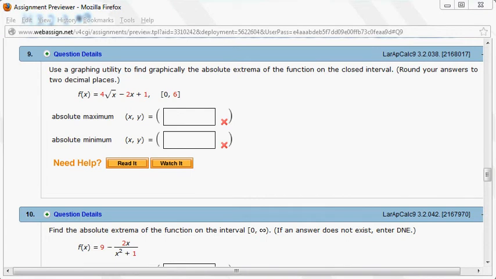Alright, let's look at homework 3.2, 3.3, number 9. So we have this function f of x given, and we want to find the absolute max and the absolute min over the closed interval from 0 to 6. So let's do that.